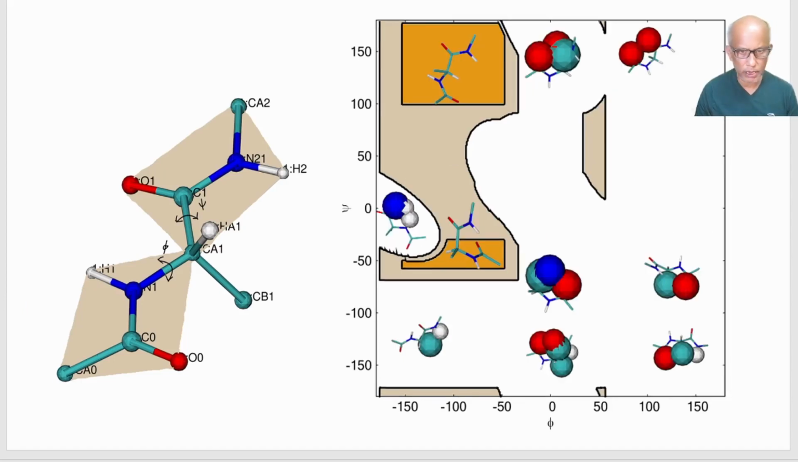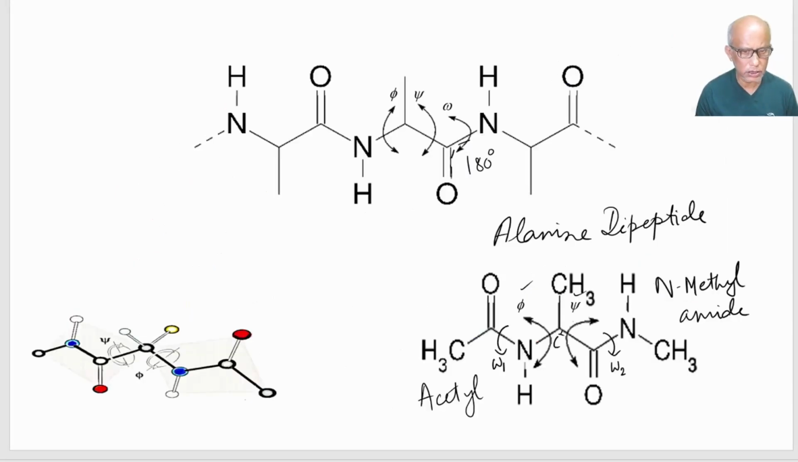And if we look at the map very carefully, we find that there are different non-bonded atoms. They come close to each other in different regions of the map, thereby making the structures disallowed. Okay, so whatever we have learned here is, of course, specifically for this alanine dipeptide molecule, which is a very small molecule, right?